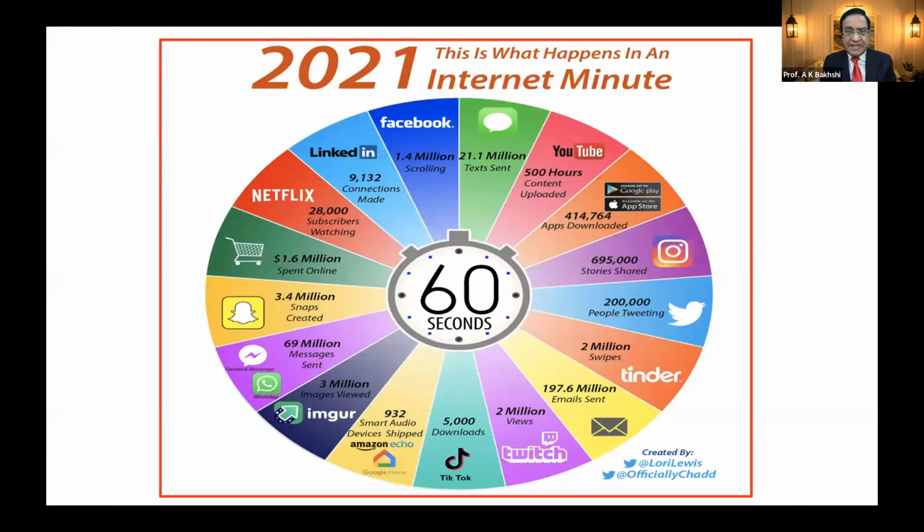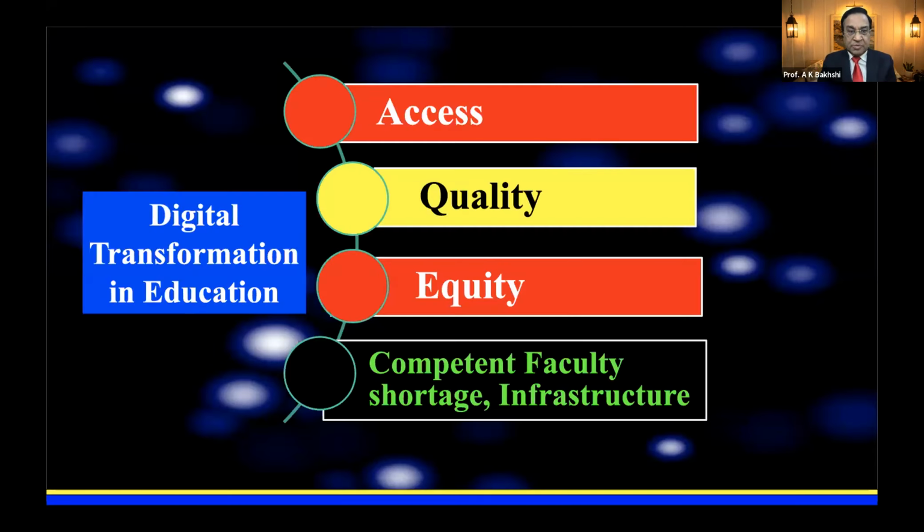Look at how internet has changed our life. This is what happens in one internet minute. Just imagine. Facebook has 1.4 million scrolling. 21.1 million messages are sent in 1 minute. Even YouTube, 500 hours of content is uploaded in 1 minute. This is just one thing I am telling you. Look at this. This entire is what happens using internet in 1 minute. So you can very well imagine how much we are dependent on technology.